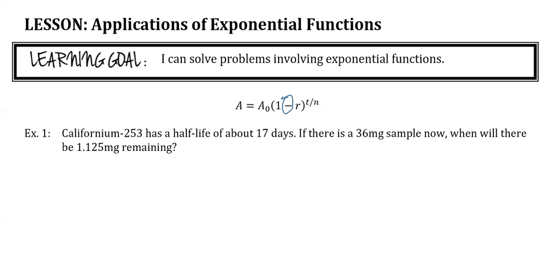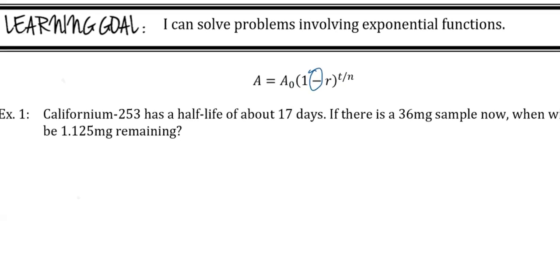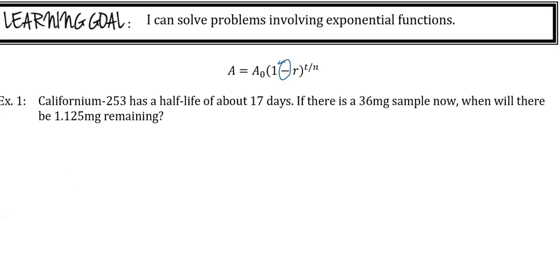So californium 253, that's an isotope of the element californium. That's why they always have those numbers. You don't really need to know that, but that's what that means. A radioactive isotope has a half-life of about 17 days. And half-life is a specific type of these applications, right? So if there's a 36 milligram sample now, when will there be 1.125 milligrams remaining?